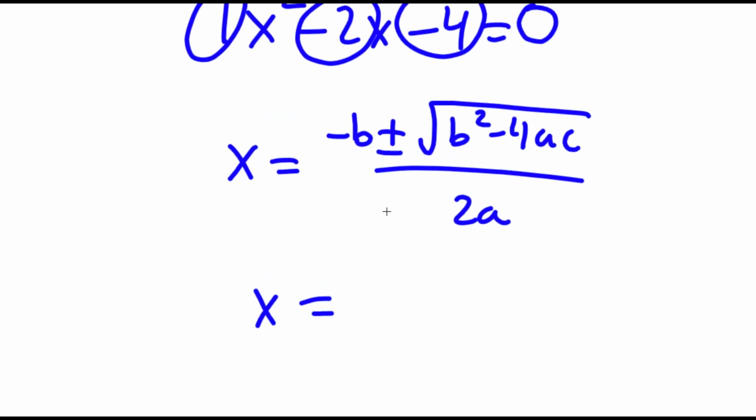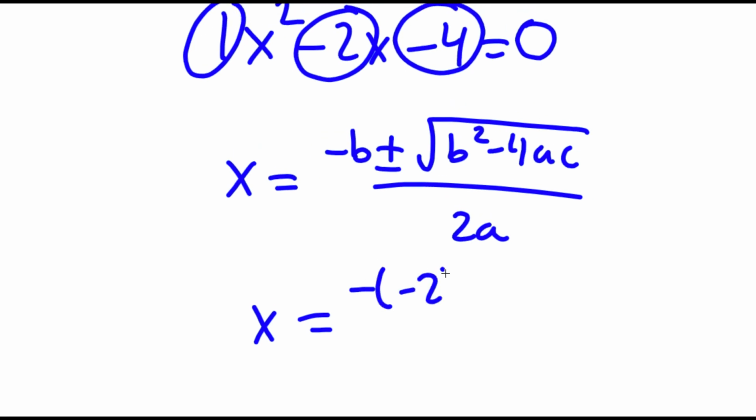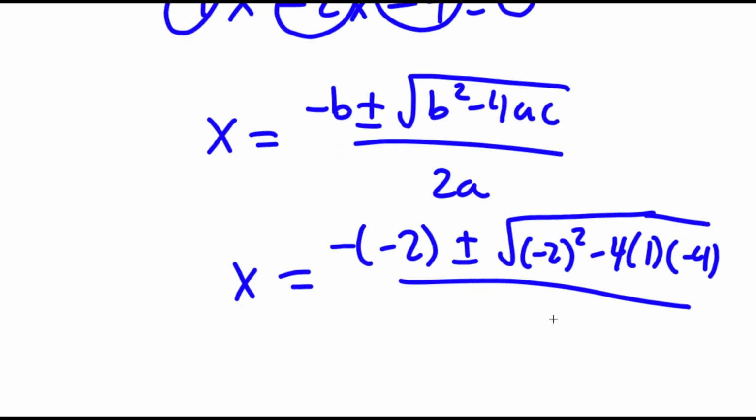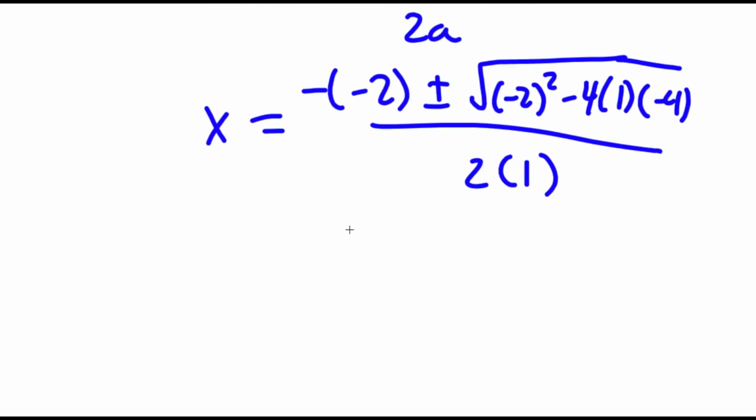So I have x is equal to negative negative 2 plus or minus the square root of b squared, so negative 2 squared minus 4 times a, which is 1, times c, which is negative 4. And I have all of this over 2a, so 2 times 1.